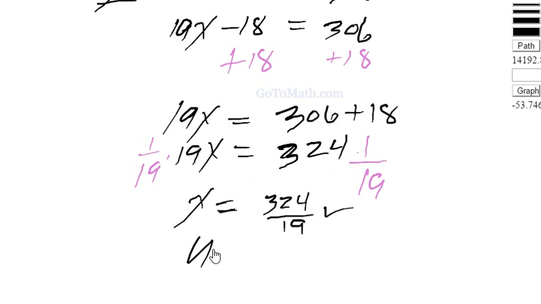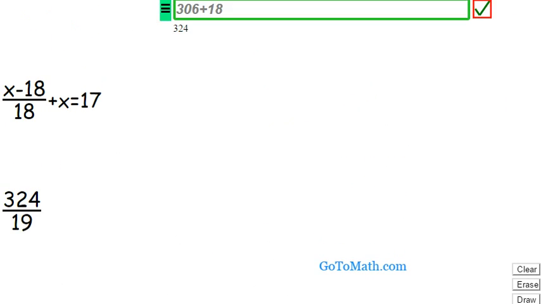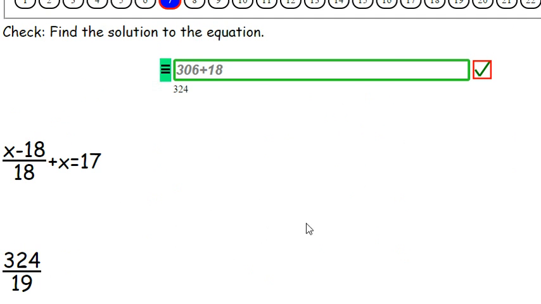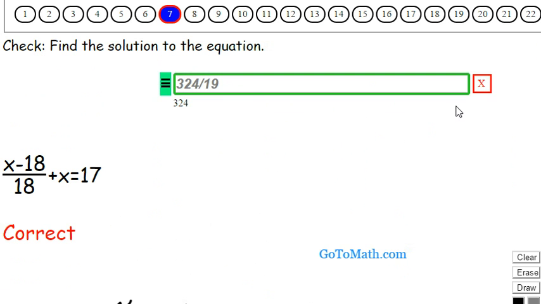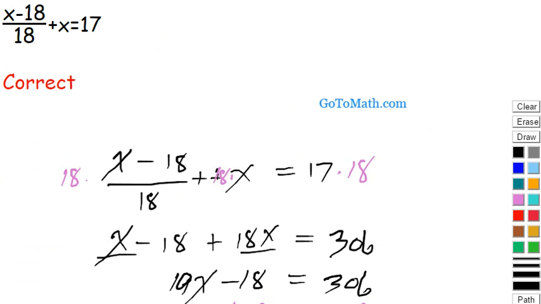we've been writing our solution, SOL, which means solution and not something else. I have to keep telling myself that. 324 over 19, I believe that's as low as it goes. And of course I did check that before. You can go ahead and type that in. Let's type that in up here just to make sure that this box is programmed correctly for this one. Correct. You are correct.